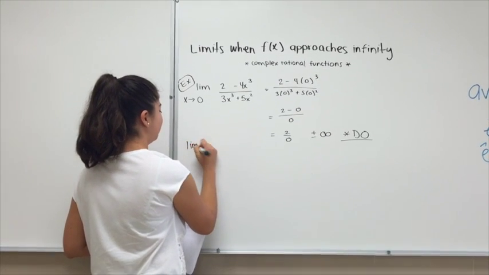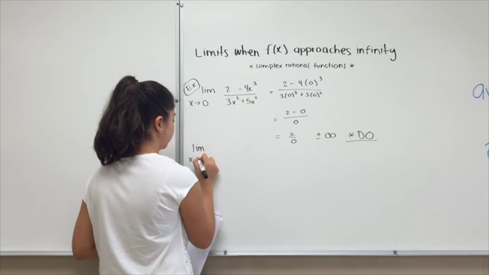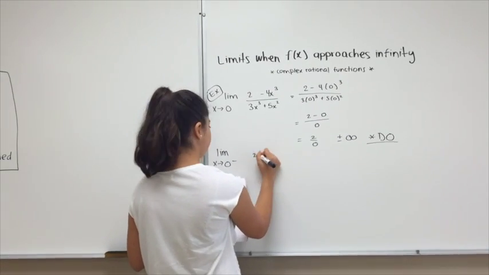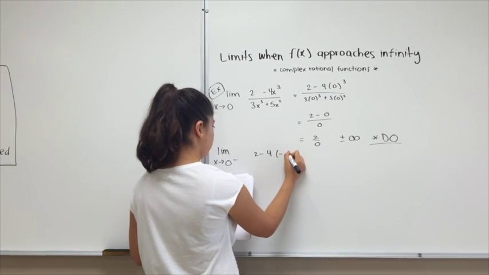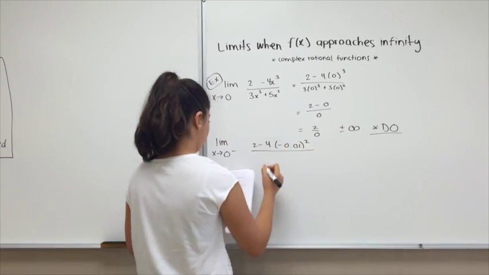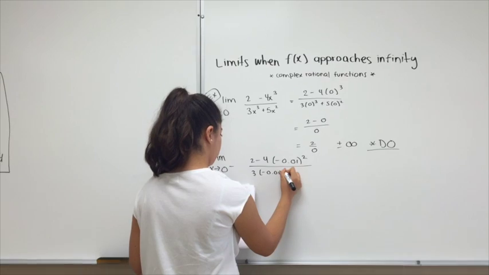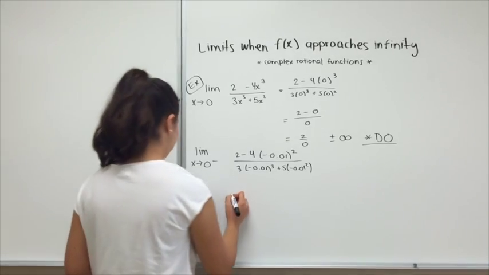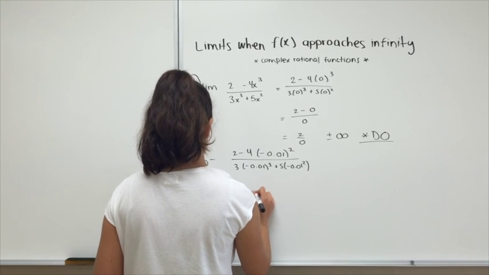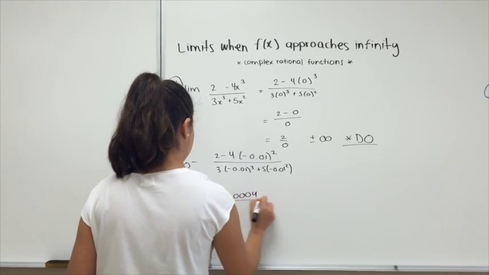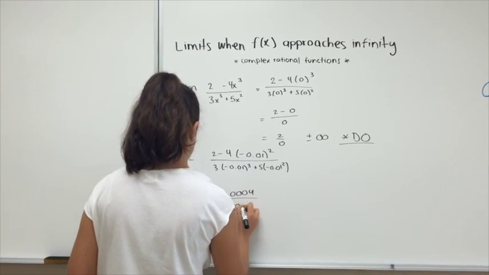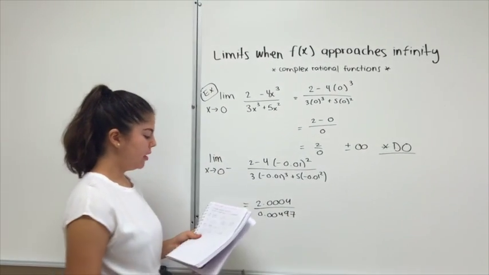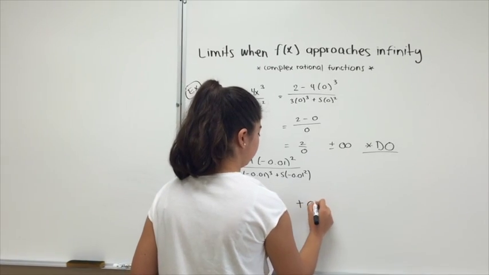So the limit when x approaches 0 from the left, the answer is going to be 2.0004 over 0.000497. And since they are both positive, the answer is going to be positive infinity.